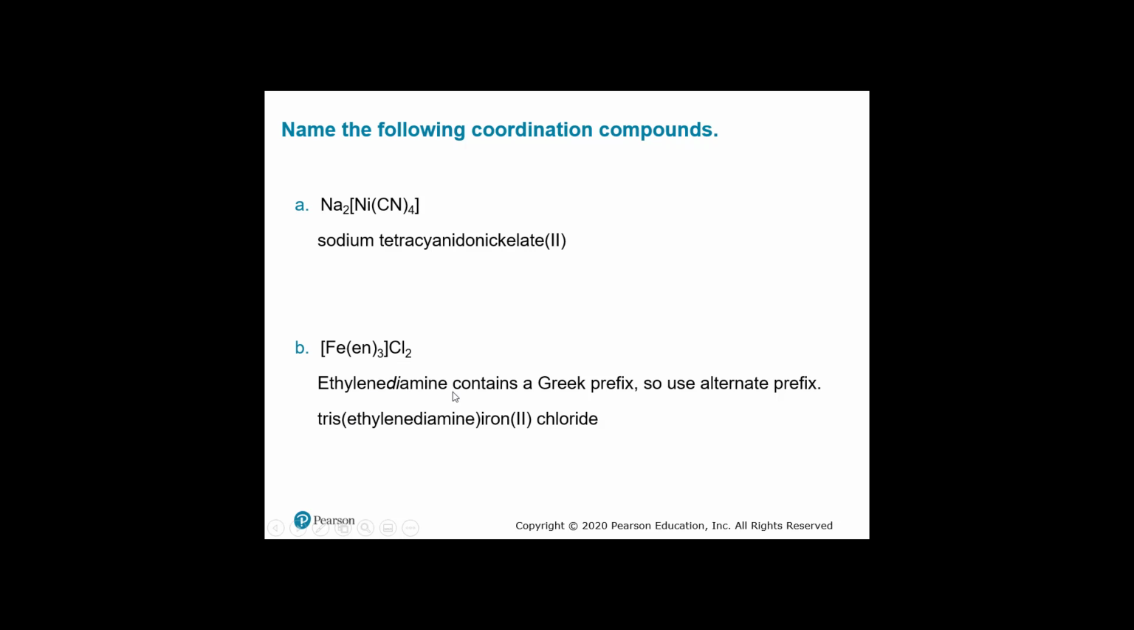So does everybody understand what this means? Because this name has a Greek prefix with this di, even though it's in the middle, it's got a Greek prefix. So you have to follow the alternate prefix rules. So in this case, we can't use tri here. We have to use tris. So tris(ethylenediamine)iron 3 chloride.